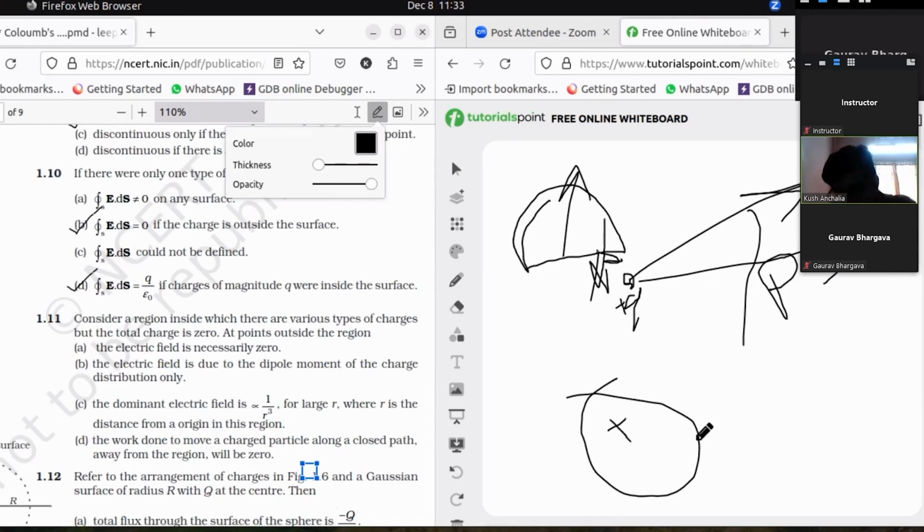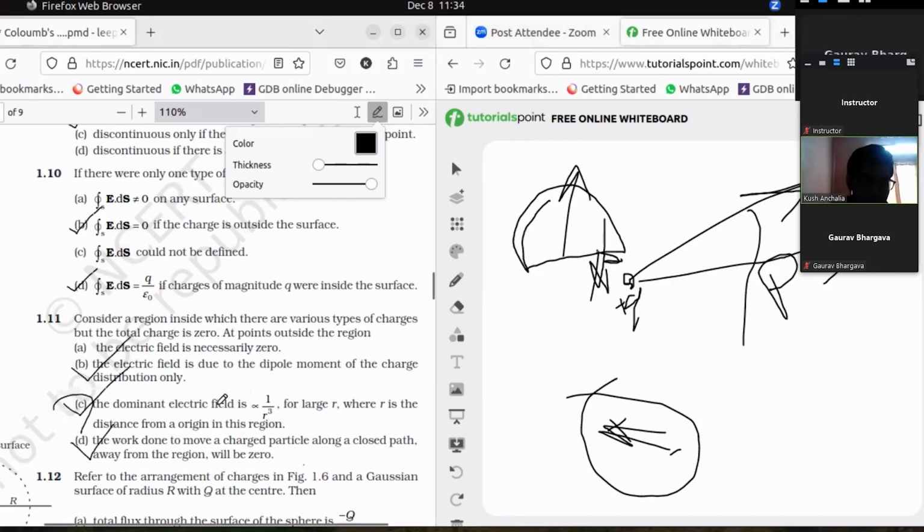The reason it is saying, it is not saying a point. So here can be plus, here can be minus. Yeah, dipole can be there. The dominant electric field is 1 by r for large r. So, yeah, this one will be always true, since there are various types of charges but the total charge is zero, so it will be only due to dipole. How much plus is there, how much negative is there. And for a dipole the electric field is 1 by r cube or 1 by r square. Just check it out, but A is not necessary.